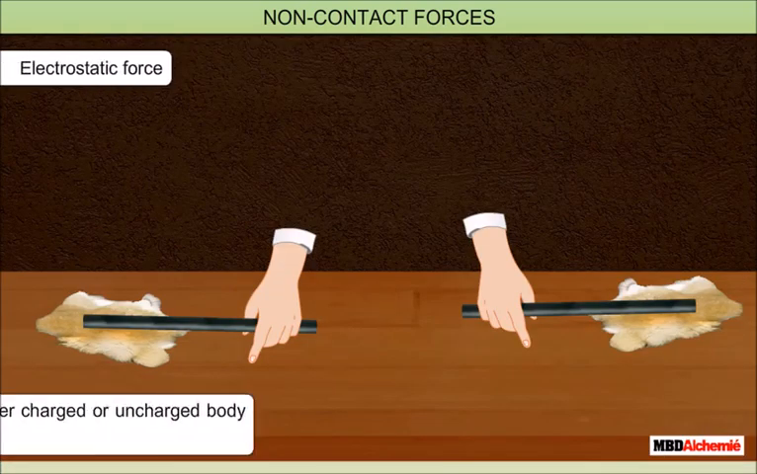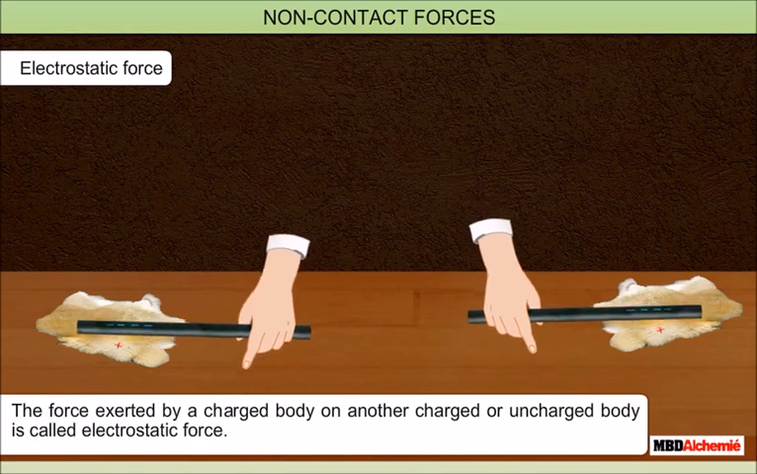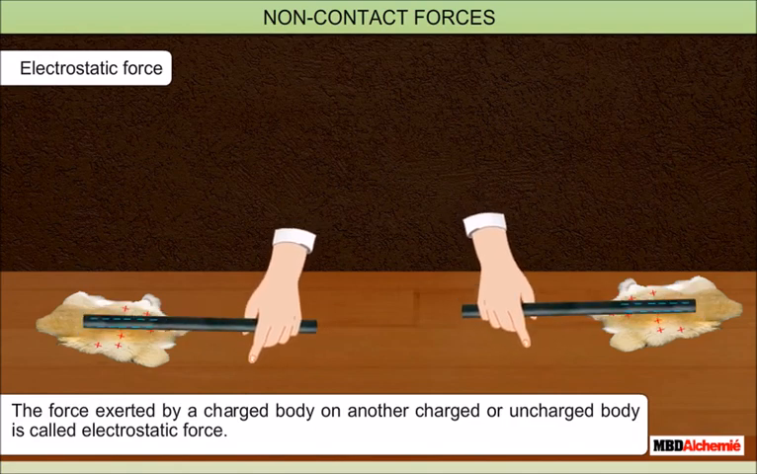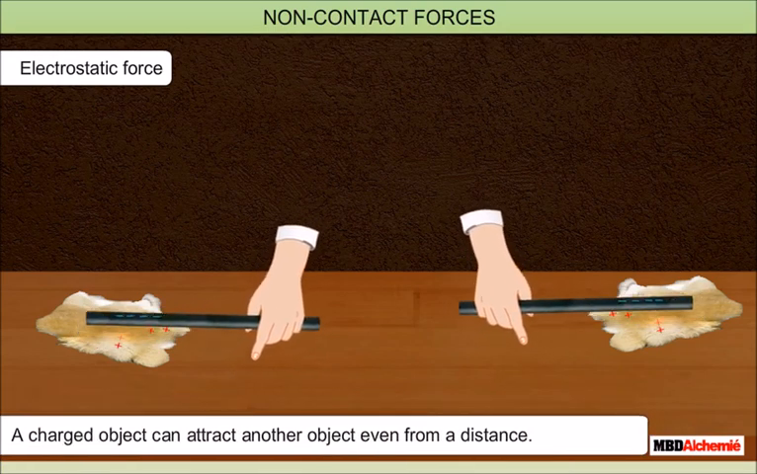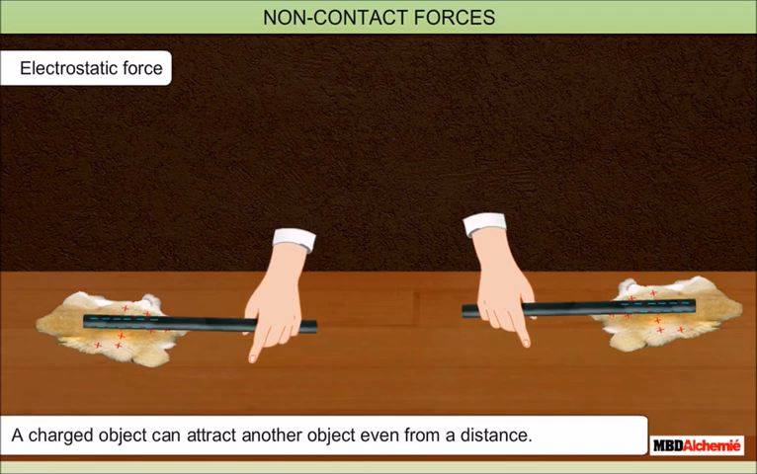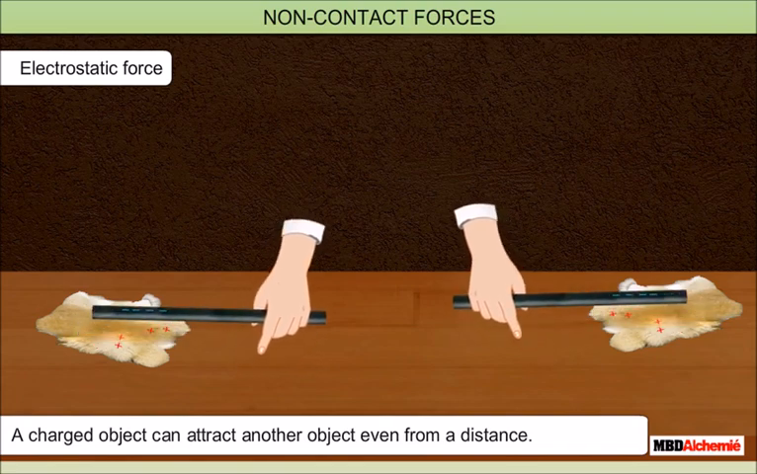Electrostatic force. The force exerted by a charged body on another charged or uncharged body is called electrostatic force. A charged object can attract another object even from a distance.